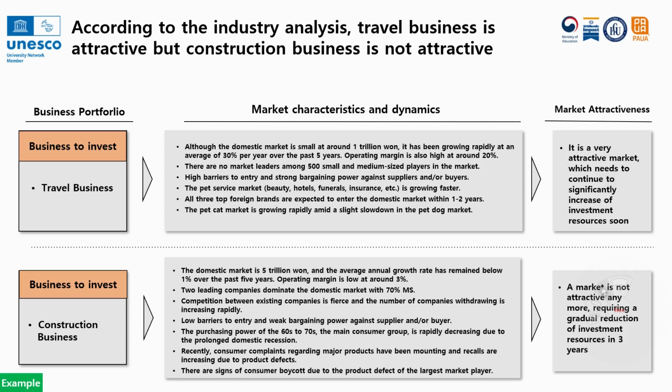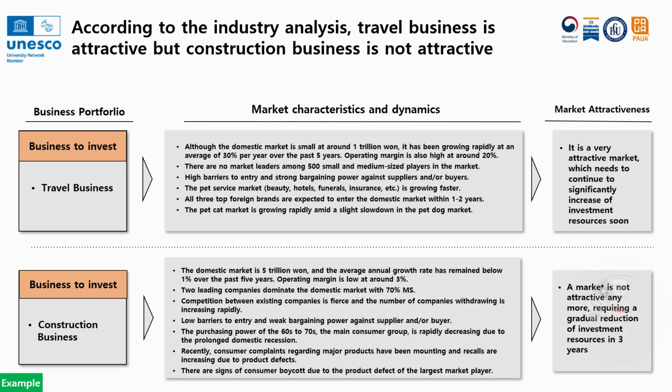If you see the operating margin, it's very low at only around 3%. So it's also an indication that the market is not attractive. We also have to look at some of the key players in that market. In the travel business, there are no market leaders among 500 small and medium-sized players. If there is no big leading player, it's a good sign for new entrants or small players like us.